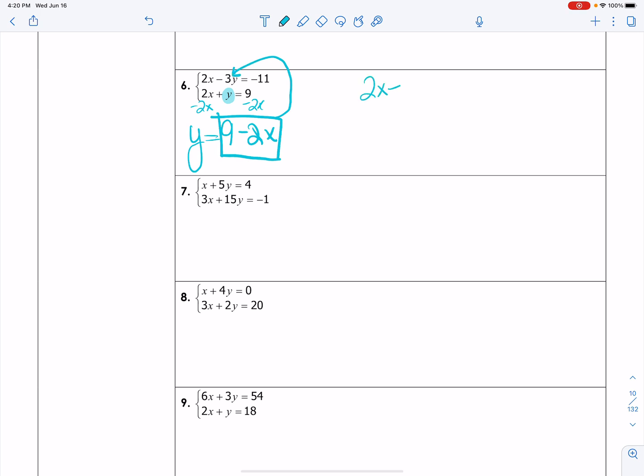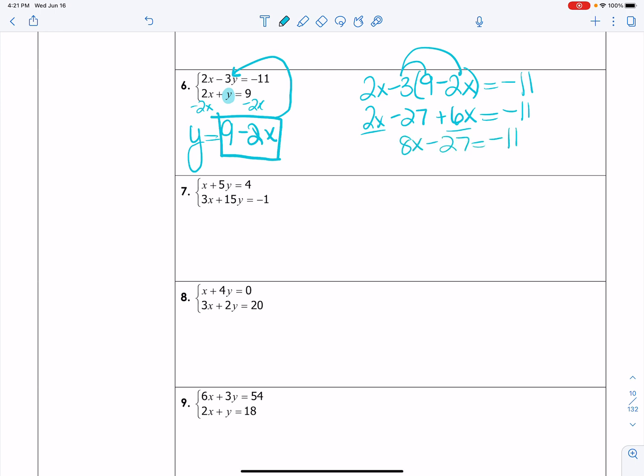So 2x minus 3 parentheses 9 minus 2x equals a negative 11. I'm going to multiply this in. That's a negative 27. A negative and a negative is a positive 6x. These are like terms, so I'd have 8x minus 27 equals a negative 11. I'm going to add 27 and add 27, and 8x equals 16. Divide both sides by 8, and my answer is x equals 2.